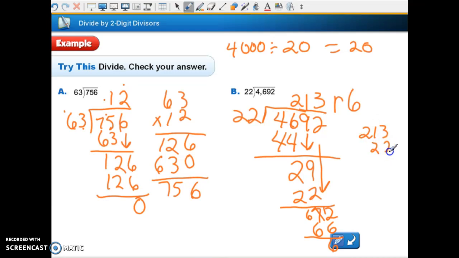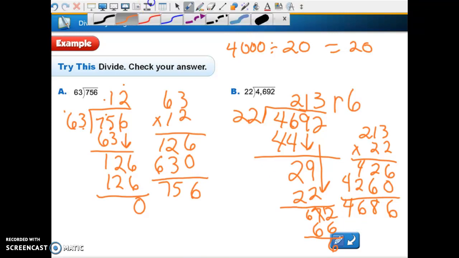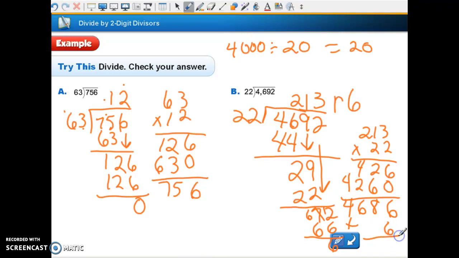If I want to multiply to check, I would take 213 and put that on the top and multiply by 22. 2 times 3 is 6, 2 times 1 is 2, and 2 times 2 is 4. My 0, and again, 2 times 3 is 6, 2 times 1 is 2, and 2 times 2 is 4. And if I add that, I get 4,686. So I must have done something wrong. Well, I didn't do anything wrong except in my check I forgot to add my 6, which makes this 12. Regroup makes that a 9, 6, and a 4.